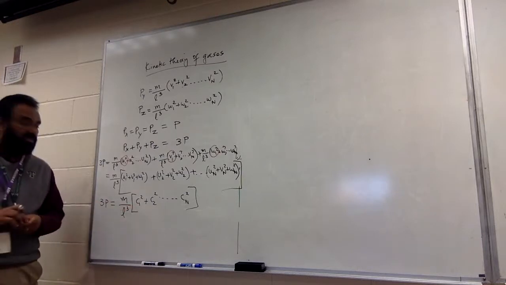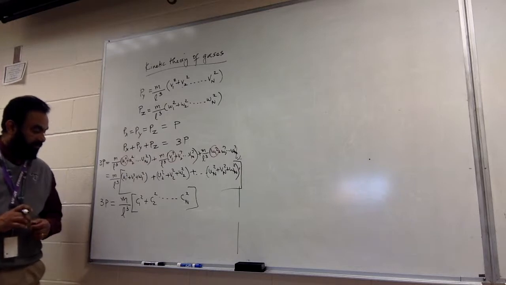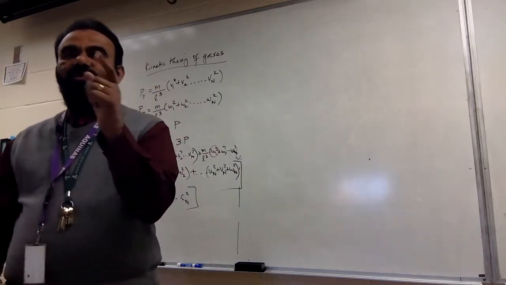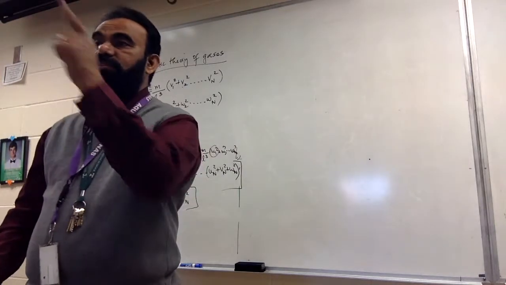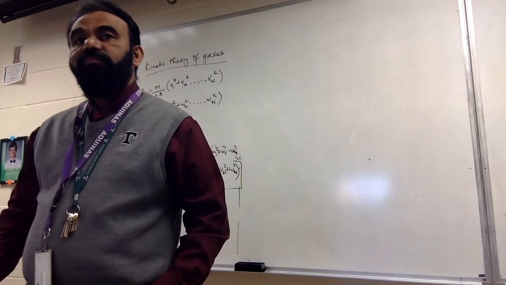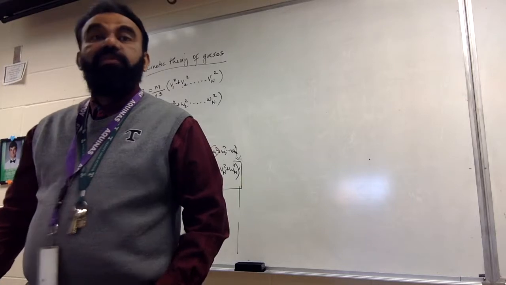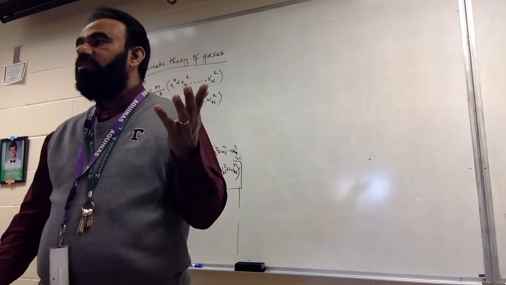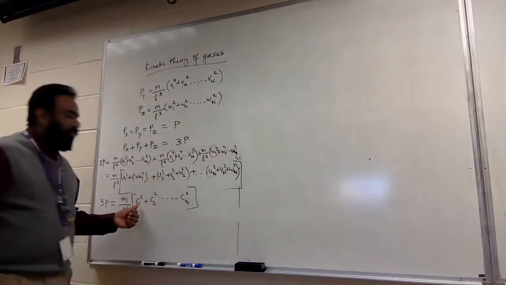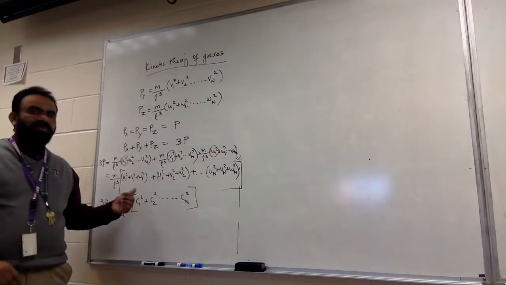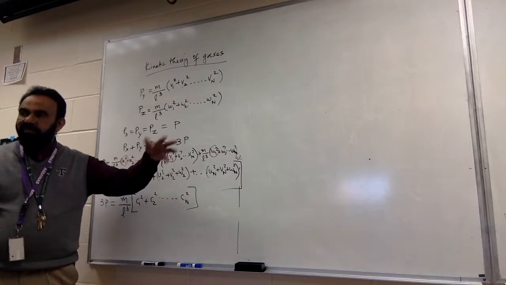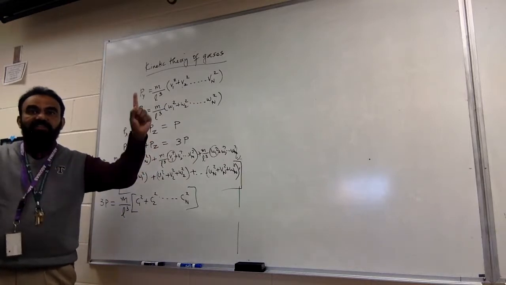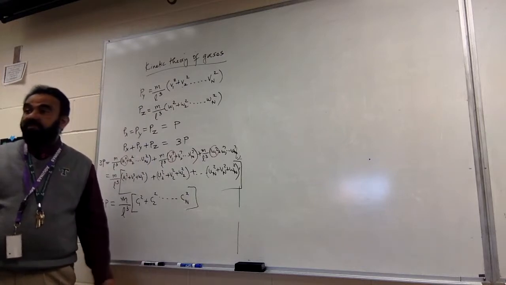Since in our assumptions we said that the molecules undergo elastic collisions, what is conserved? The kinetic energy is conserved, right? The kinetic energy should be conserved. That means, although they are moving at different velocities, C1, C2, C3, C4, C5, the average kinetic energy should stay the same, right?